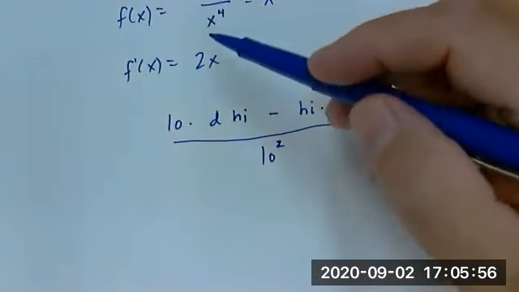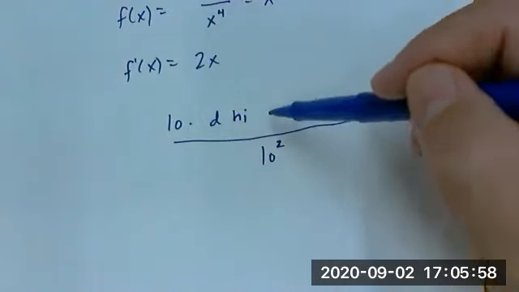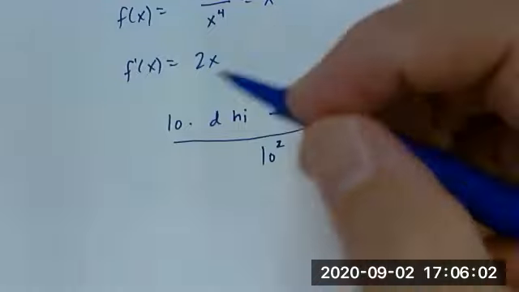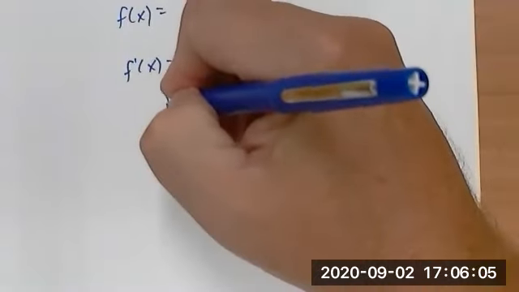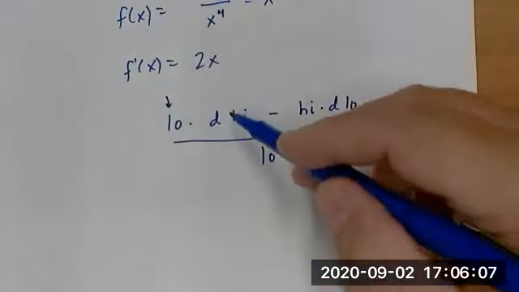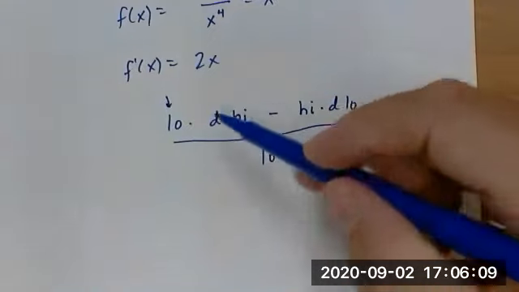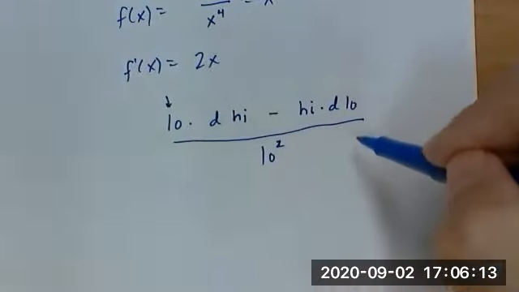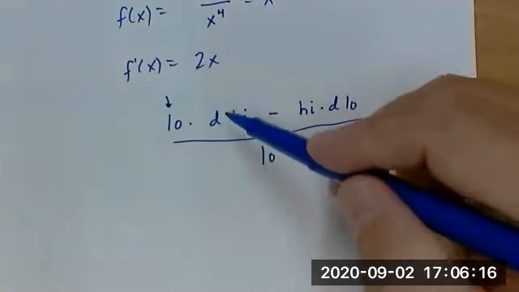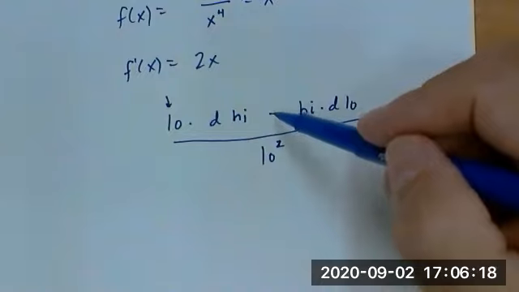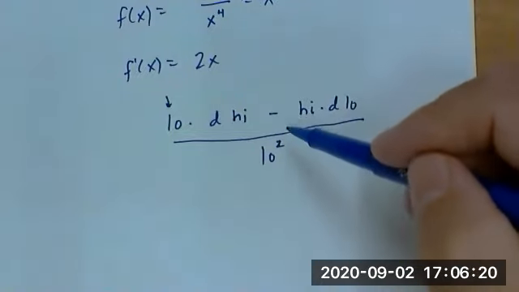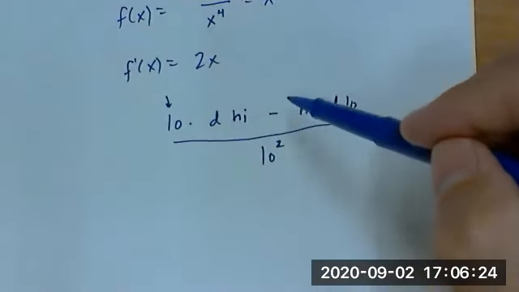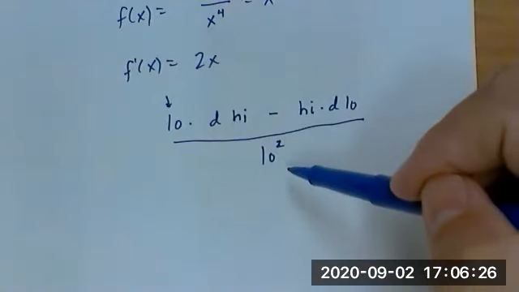But the key is, the little phrase is low D high minus high D low over low squared. I guess the key is you've got to remember, for me, it starts out with low. Low D high minus high. Some people might say high D low minus, you can't do it. The order here has to be low D high, because we're subtracting, you can't switch these. If you switch these, it's going to be wrong. It's always low D high minus high D low over low squared.